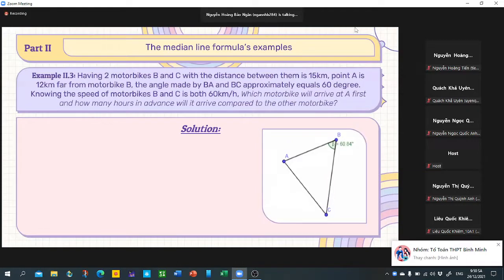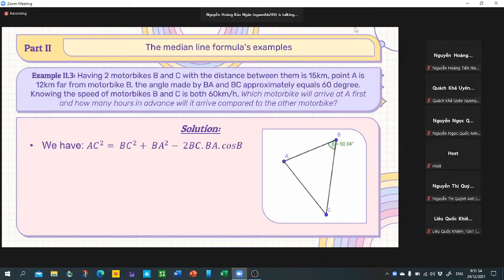And now this is the final example of part 2. Having two motorbikes B and C with the distance between them is 15 kilometers. Point A is 12 kilometers far from motorbike B. The angle made by BA and BC approximately equals 60 degrees. Knowing the speed of the motorbike B and C is about 60 kilometers per hour. Which motorbike will arrive at A first, and how many hours in advance will it arrive compared to the other motorbike? And now this is our solution.